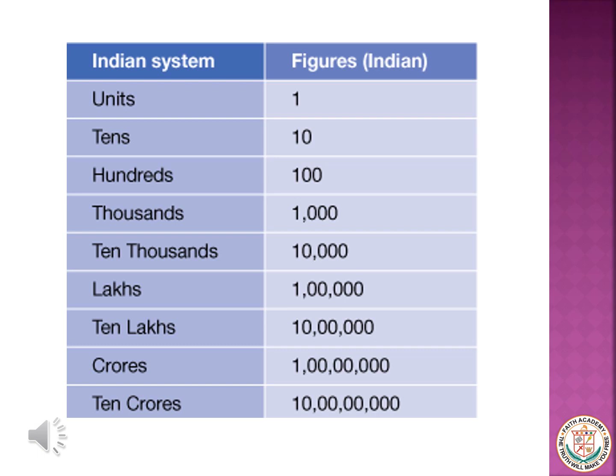So as you can see, in the ones place or the units place, you have no zeros. In tens place, you have 1 zero. In hundreds place, you have 2 zeros and so on.